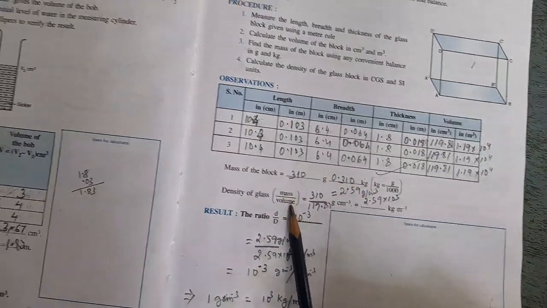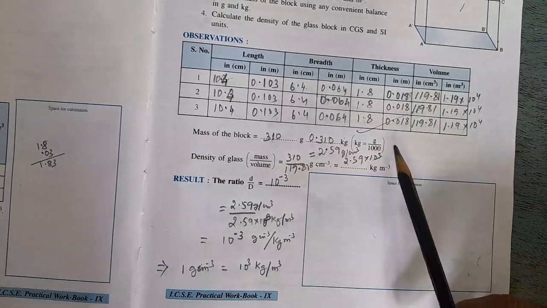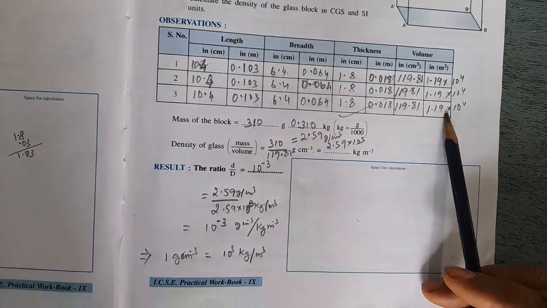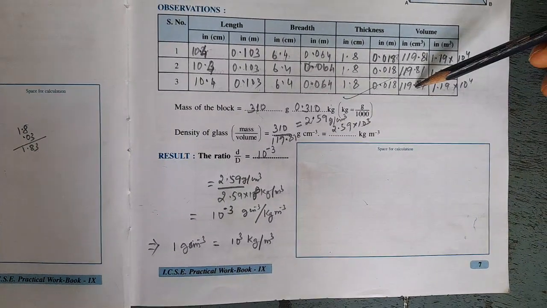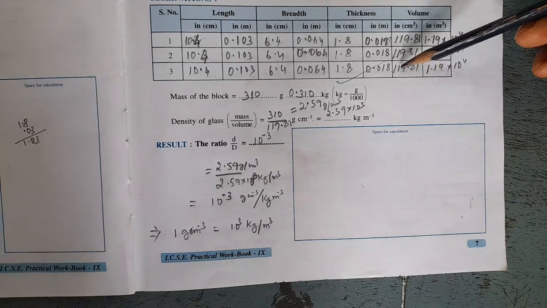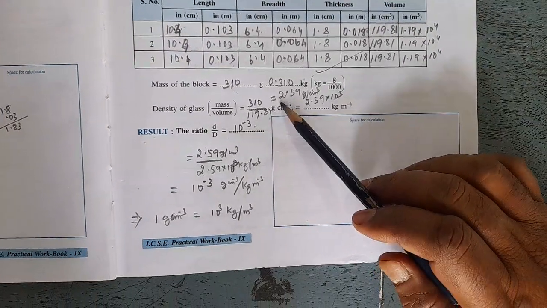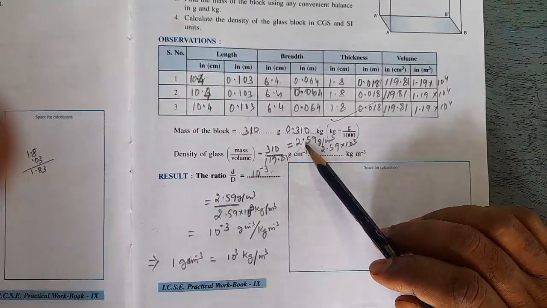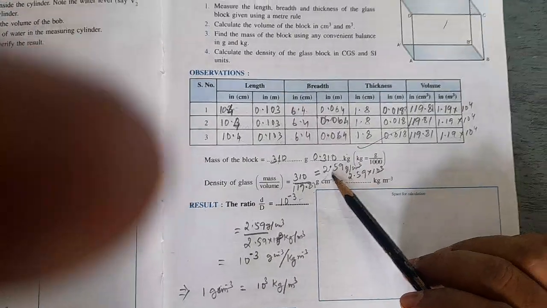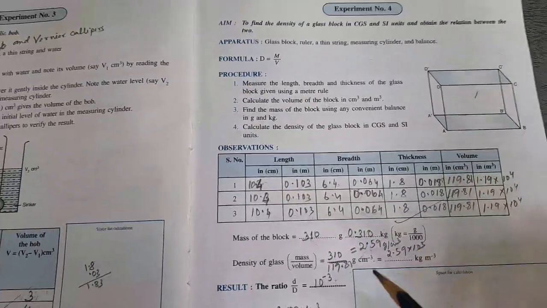Then you will calculate the density. That formula is mass by volume. Mass is 310 and volume is already there, we have the average volume here. I have written the average volume, 119.81. So divide it, you are getting 2.59 gram per centimeter cube. There is no space given, actually a separate space should be provided.